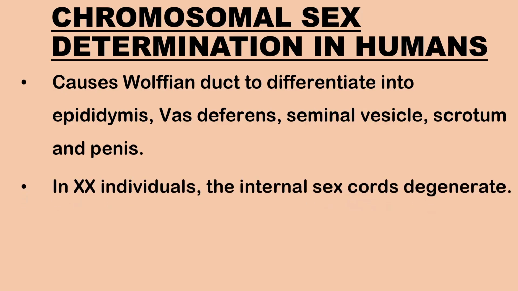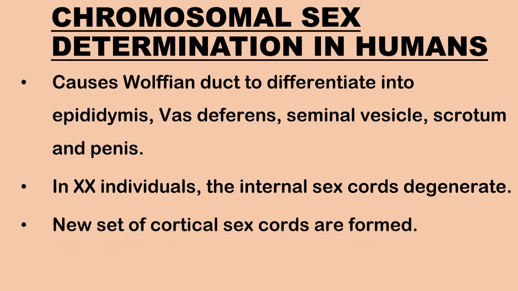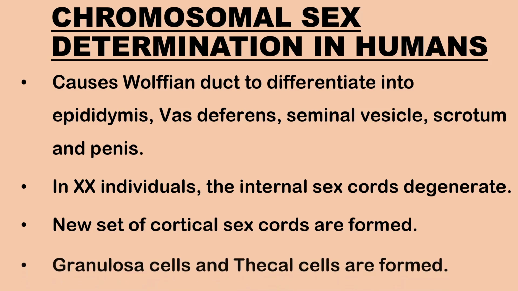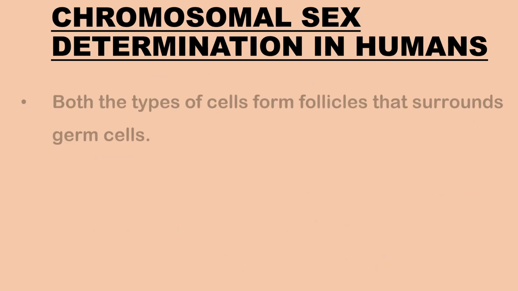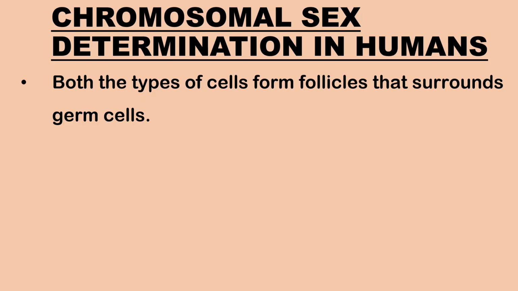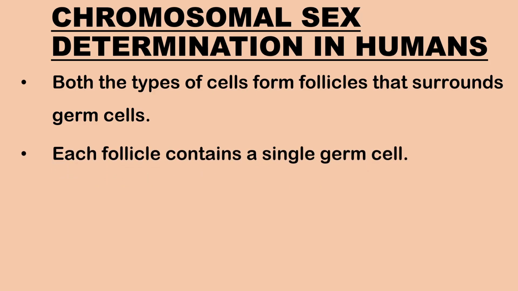In XX individuals, the internal sex cords degenerate and a new set of sex cords are formed which remain in the cortex and are known as the cortical sex cords. The epithelium of the sex cords becomes the granulosa cells, while the mesenchyme cells become the thecal cells. The granulosa cells and the thecal cells form the follicles that surround the germ cells. Each follicle contains a single germ cell.